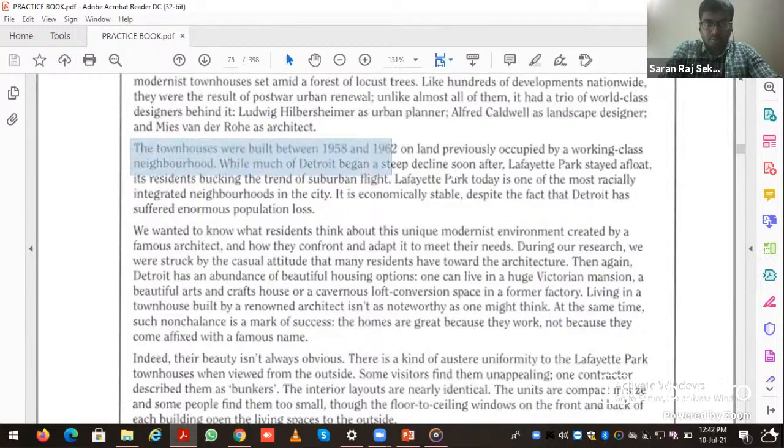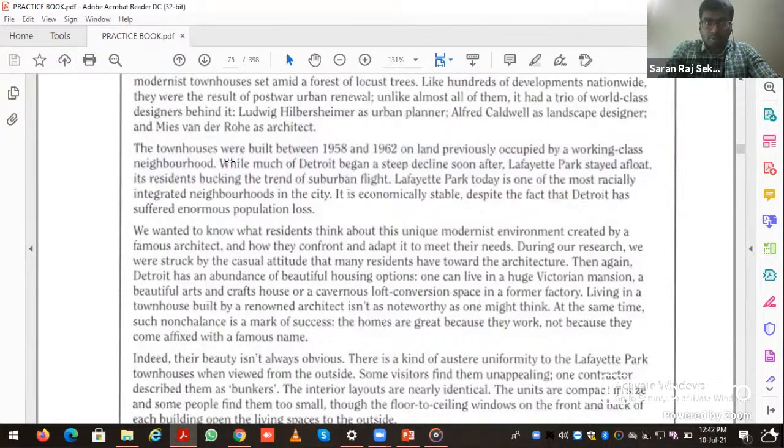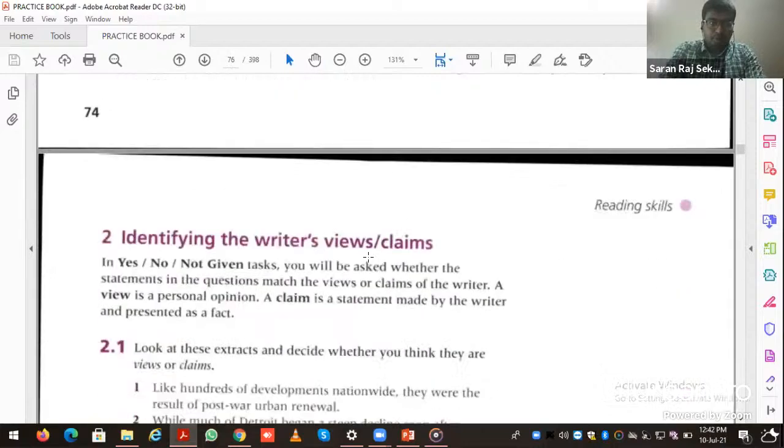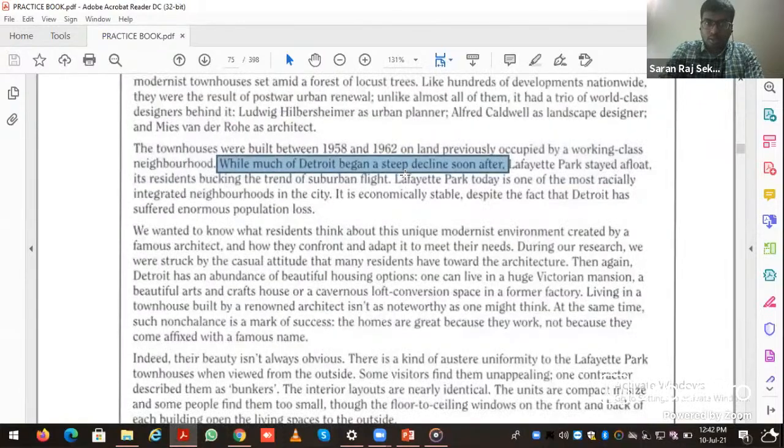The townhouses were built between... on previously occupied world-class neighborhood, while much of Detroit began a steep decline soon after. Okay, we found the answer here because they say while much of Detroit began a steep decline, and here they say many people have moved, and the information is true because they are agreeing with that. They're saying that it had a steep decline after that. There is no point in reading the next line because it's already agreeing with the statement, so the information is matching and it is yes.